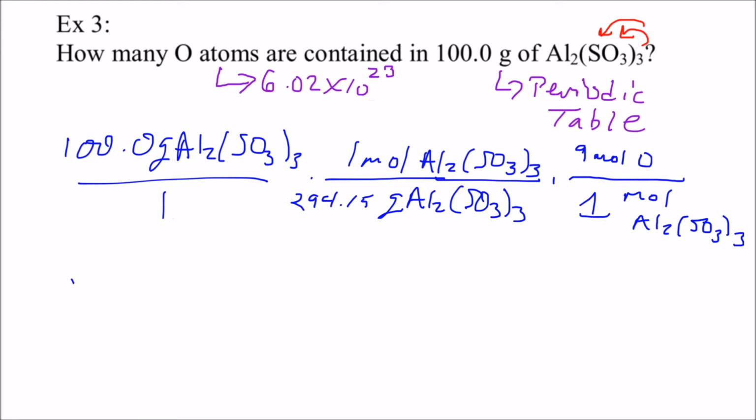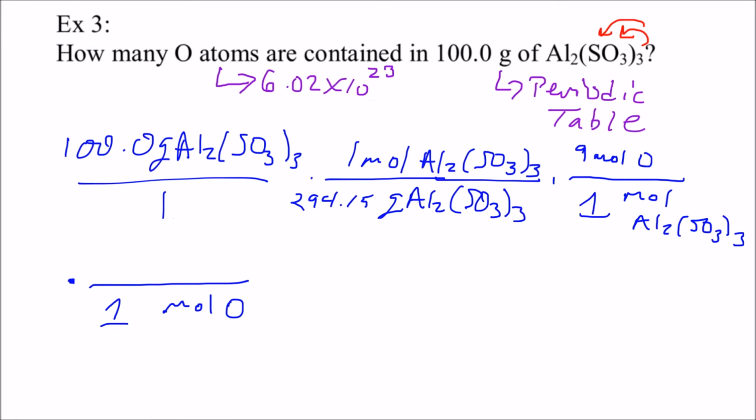So we're going to keep on going because we have moles of oxygen on top, but we need atoms of oxygen. So whatever unit you have on top, same unit you have to have on bottom. So I'm going to bring down moles of oxygen. And how many moles? The answer to that question is always 1. Okay. And now we've got to get atoms of oxygen.